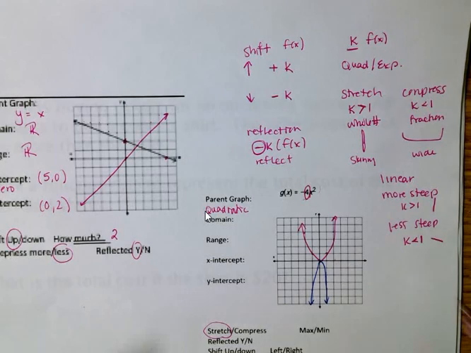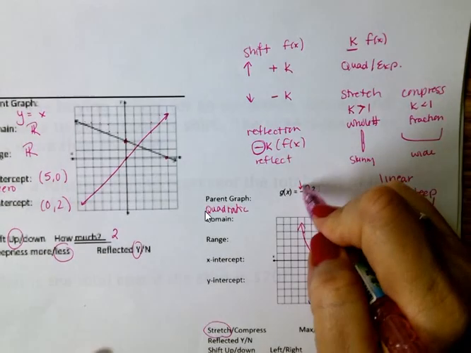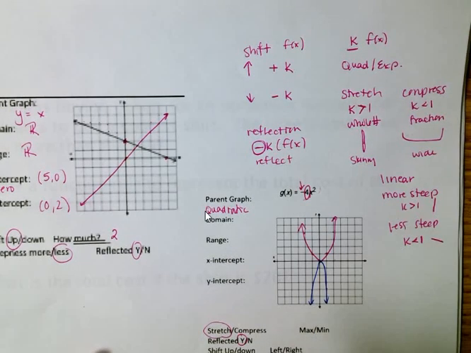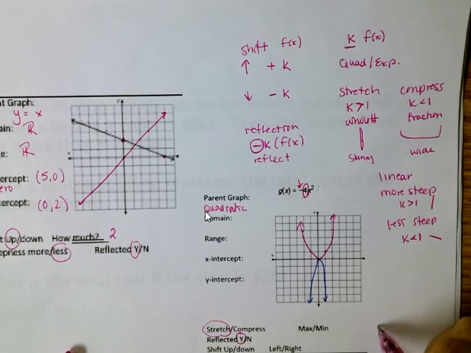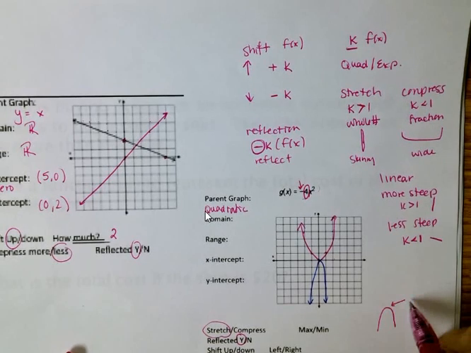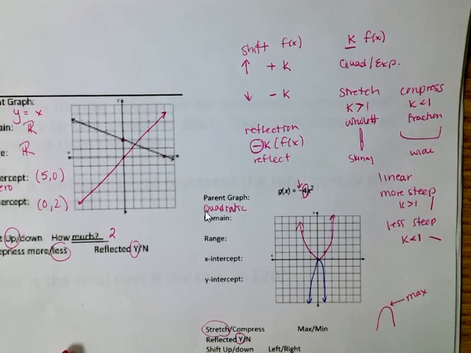Because I have this negative, I know I've been reflected. Plus, looking at my graph, they're on top of each other. We did not shift left or right, and we did not shift up or down. But this is important right here. My new graph looks like this. Remember we said that makes it a maximum of my graph. It's the highest point available.